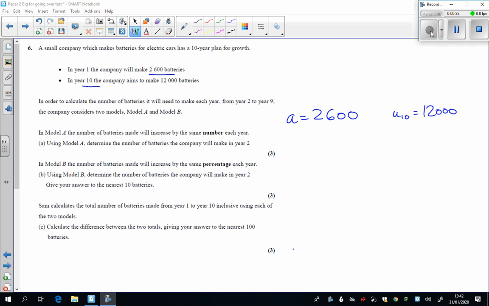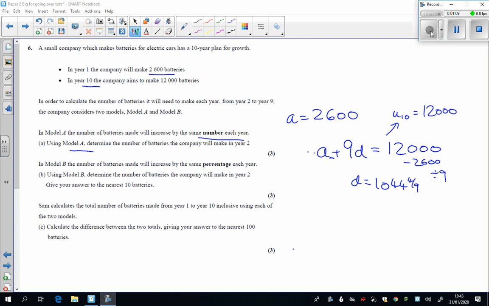12,000. And in Model A, they say they're going to increase by the same number each time. So we're going to add, so it's an arithmetic one. To get to the 10th one, that's 9 differences. So a plus 9 differences is 12,000. So take away the 2,600 and divide by 9, and that tells you that the difference here is going to be 1044, and I think that's 4/9, so 1044.444.